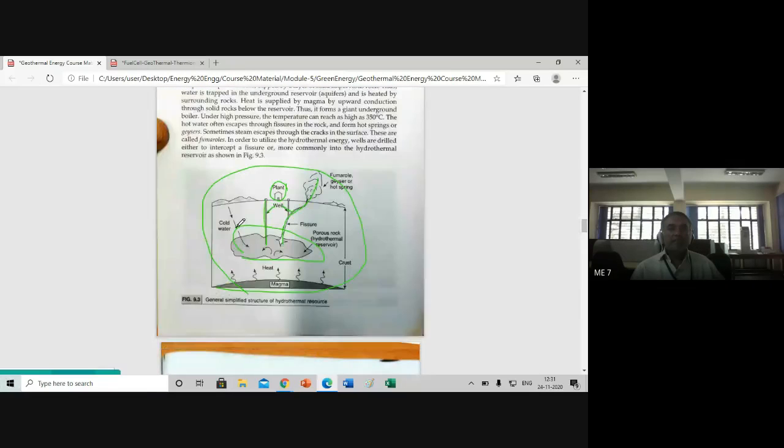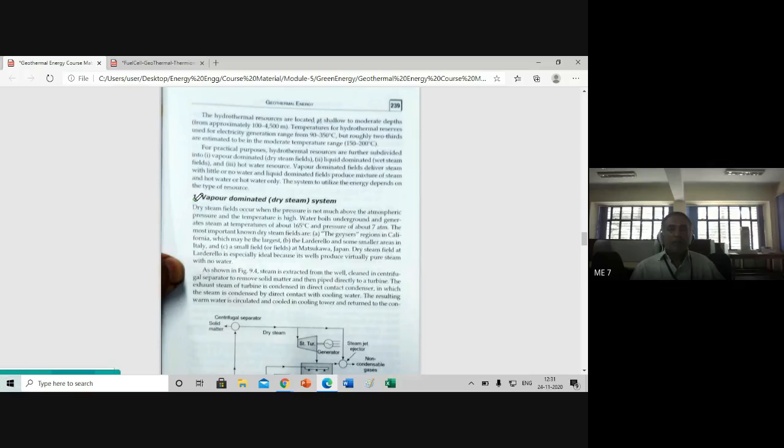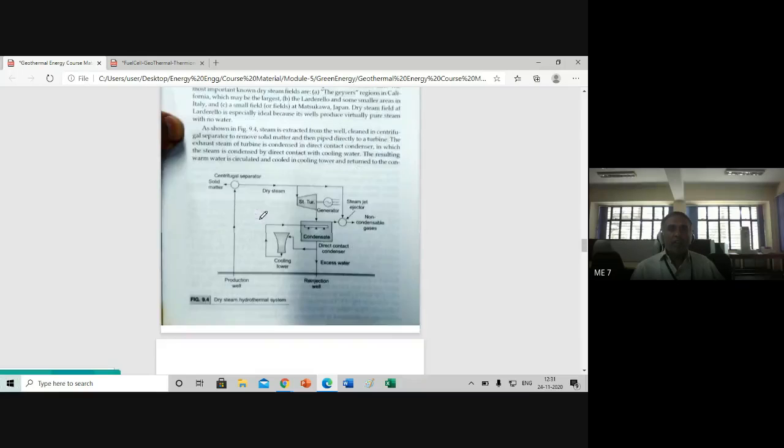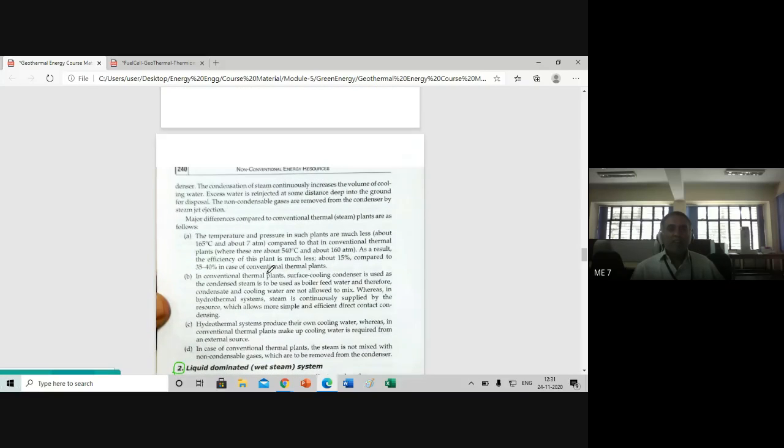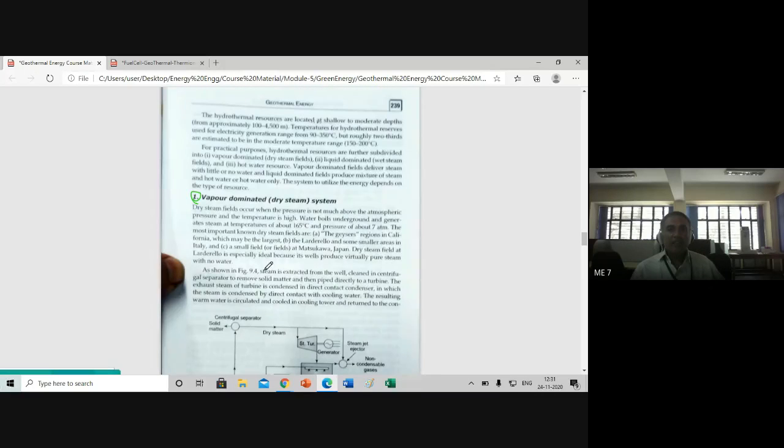In this hydrothermal resource, one is vapor dominated, another one is liquid dominated. A little difference is there. Now let us focus on that little difference. For practical purposes, hydrothermal resources are further subdivided into vapor dominated and liquid dominated. Liquid dominated is wet steam. This is dry steam. That's all. How is it dry steam and wet steam? Let us look.